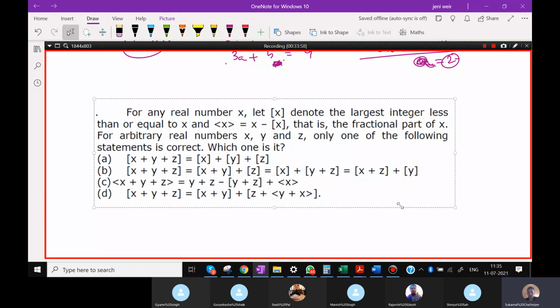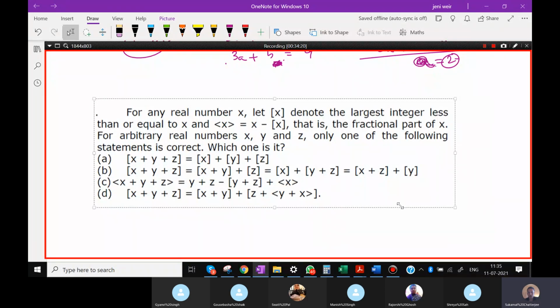For any real number x, let box x denote the largest integer less than or equal to x, and the other one denote x minus box x, that is the fractional part of x. For arbitrary real numbers x, y, and z, which of the following statements is correct?